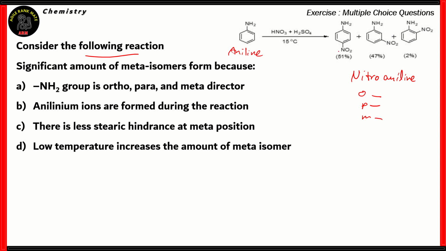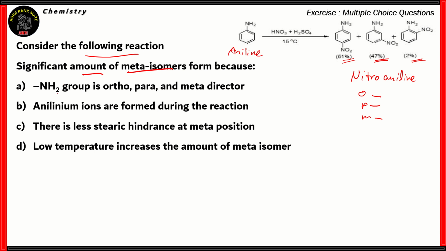Now, if you look at the reaction here, the para isomer is the highest amount, which is 51%, and ortho is the least with 2%. However, the meta isomer of nitroaniline turns out at a very high rate of 47%. So here the question is asking us, why is it that there is a significant amount of meta isomers? So we have 4 options.